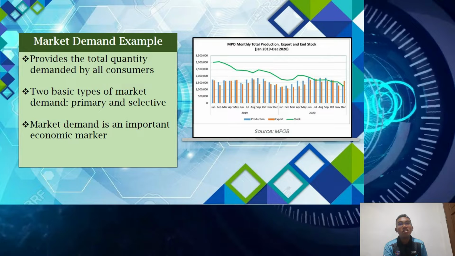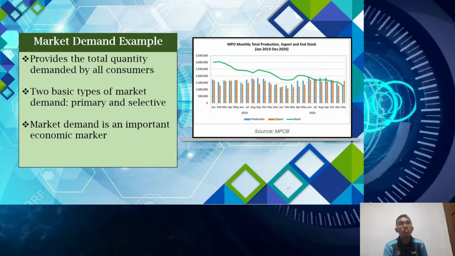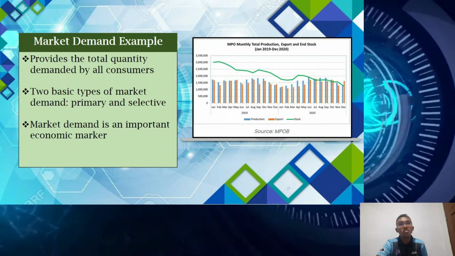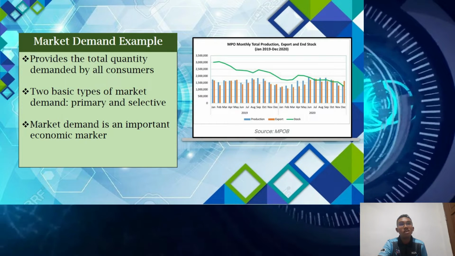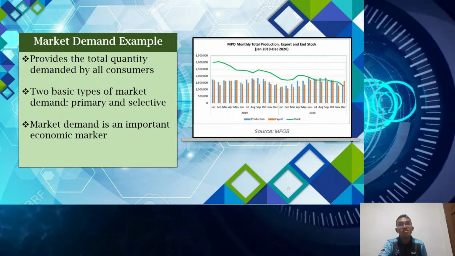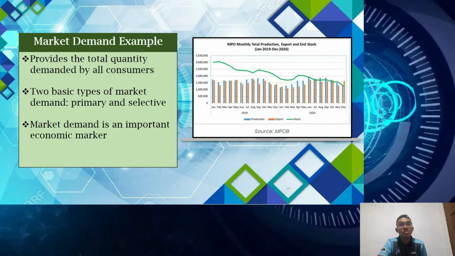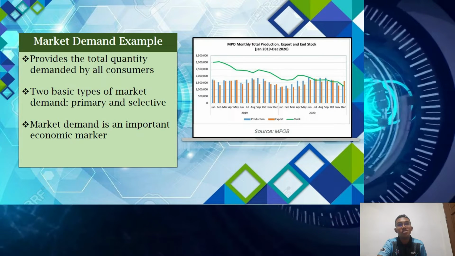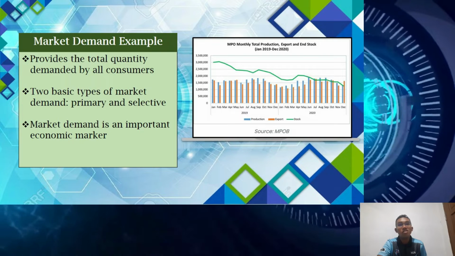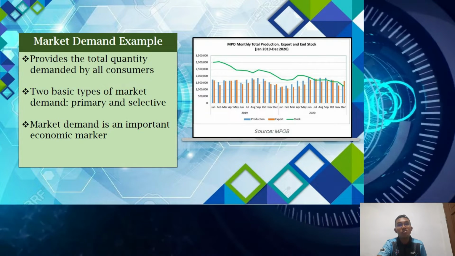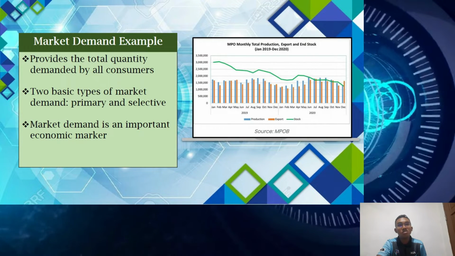Now we go to market demand. Market demand provides the total quantity demanded by all consumers. In other words, it represents the aggregate of all individual demand. There are two basic types of market demand, primary and selective. Primary demand is the total demand of all of the brands of a given product or service, such as all phones or all high-end watches. Selective demand is the demand for one particular brand of product or service, such as the iPhone or a particular watch brand.